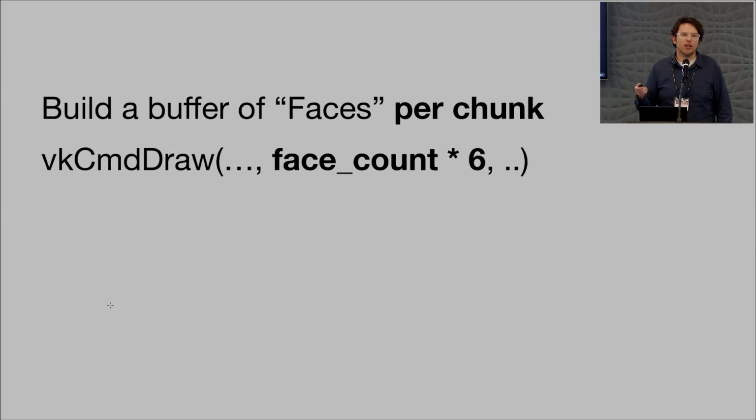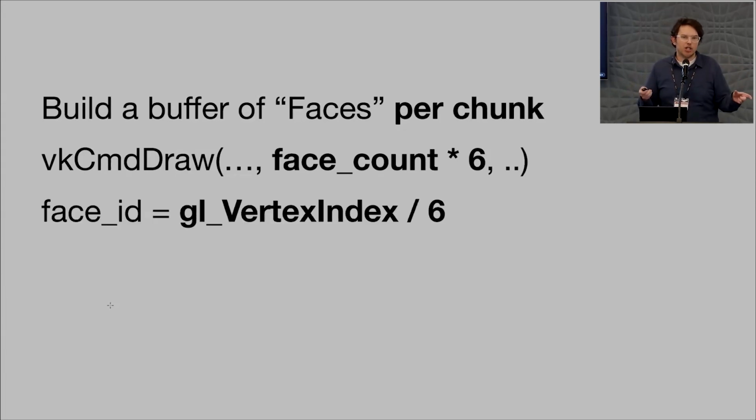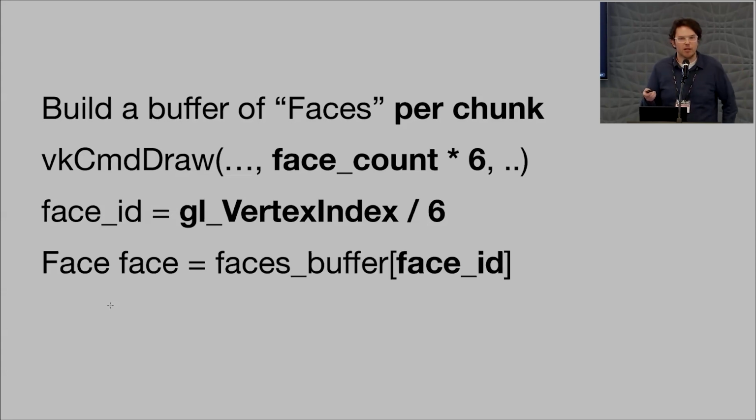We're going to issue a draw call where we take the number of faces that are in that buffer, e.g. the ones that aren't air, multiplied by 6. You're going to see this 6 number a bit. In our vertex shader, we take the vertex index and divide that by 6. If you've done this trick before, you can see where I'm going.